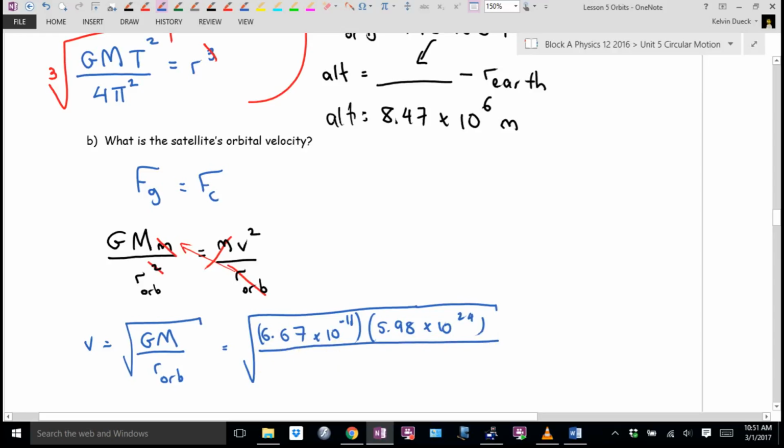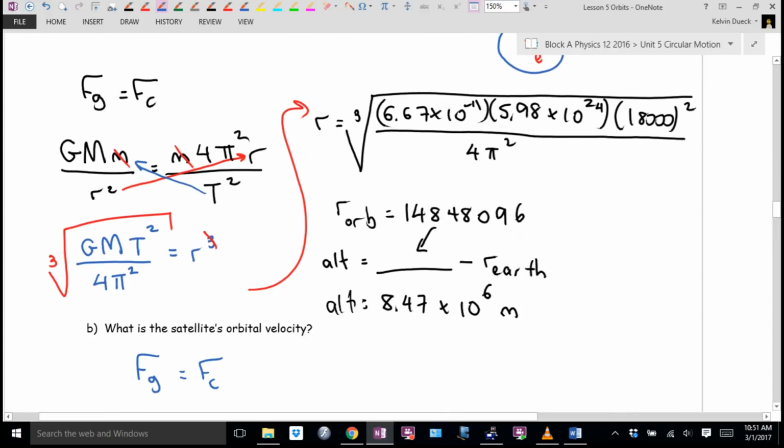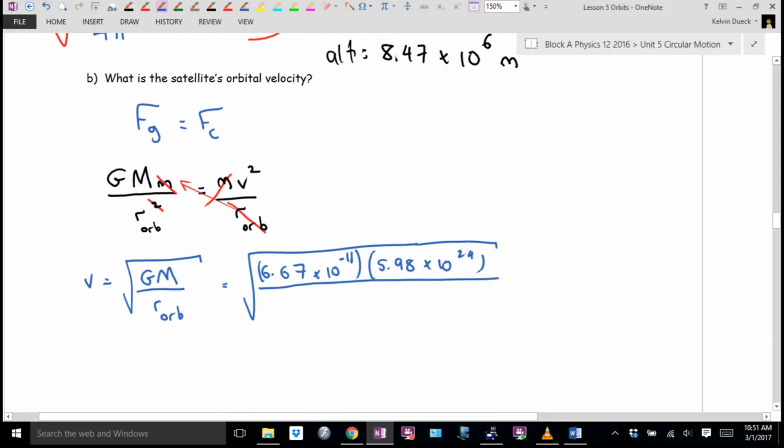Now, this question didn't give me our orbit, but what did I calculate in the previous question? Altitude, but right there I also wrote down the orbital radius. So on the bottom, 148.48096. And this will give me the orbital speed.